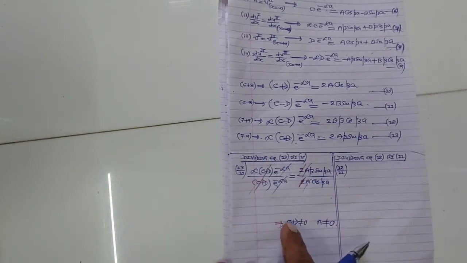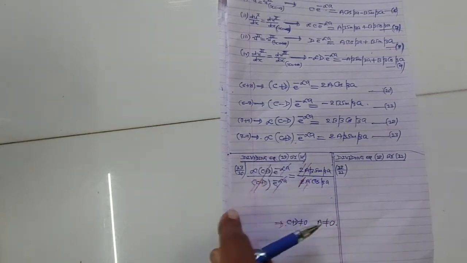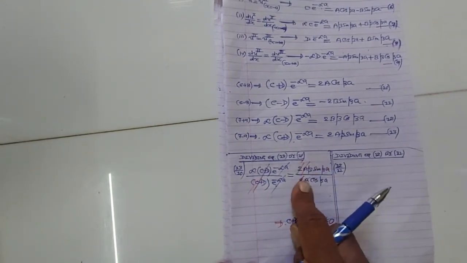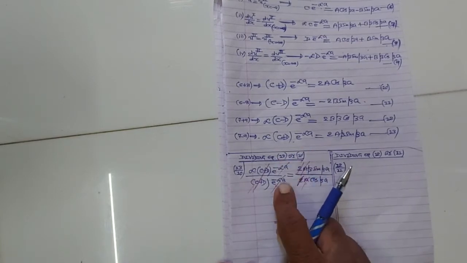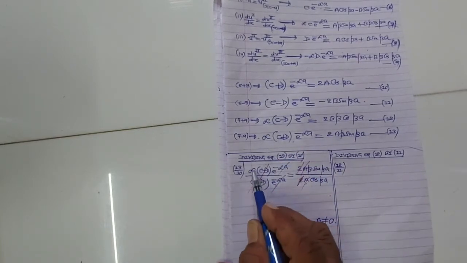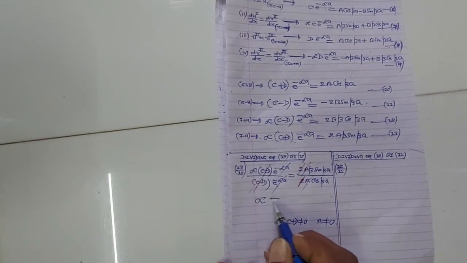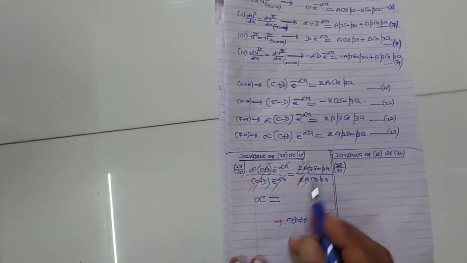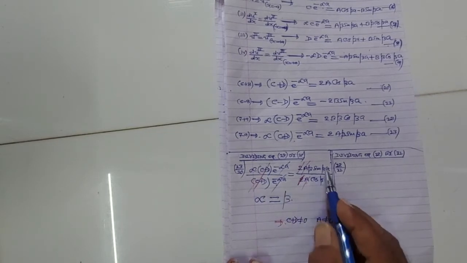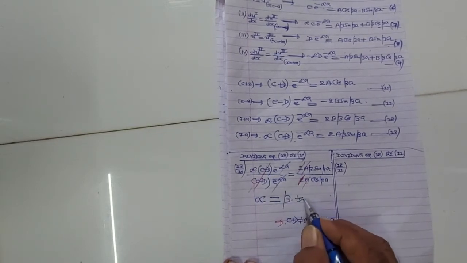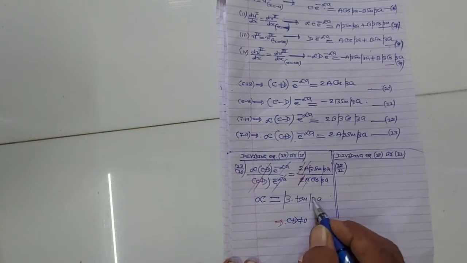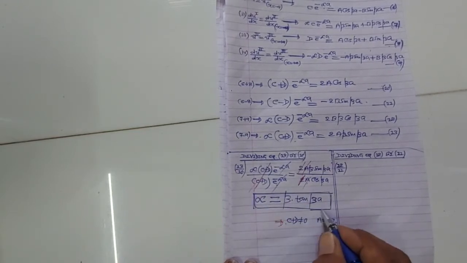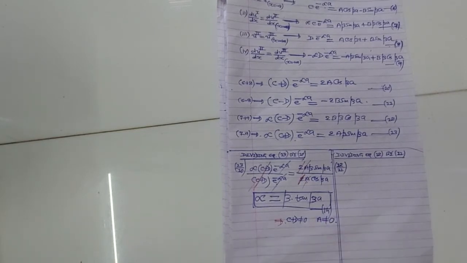So c plus d is not equal to 0, then c plus d is cancelled. a is not equal to 0, then a is cancelled. 2 is non-zero, so it will be cancelled. e raised to minus alpha is non-zero, that will also be cancelled. So what is left on the left side? Alpha is equal to, what is left on the right side? 2a is cancelled, so beta sin beta upon cos beta, what will it be? Tan beta. This is equation number 14, right?